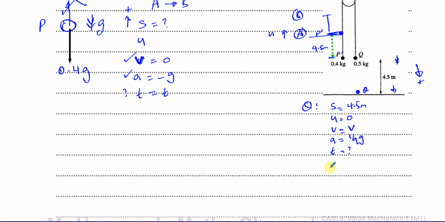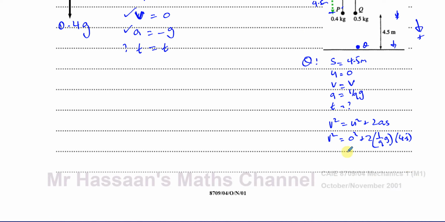So we can use here v squared equals u squared plus 2as. So you have v squared equals 0 squared plus 2 times 1 over 9 times g times 4.5. So what do we end up with? v squared equals 2 times 4.5 is 9, divided by 9 is 1. So we're left with v squared equals g. So v is equal to the square root of g.